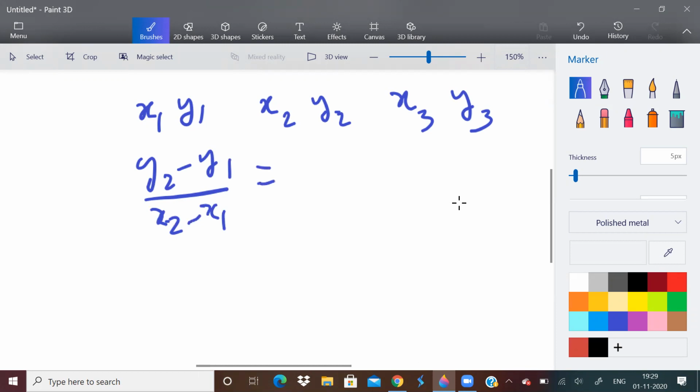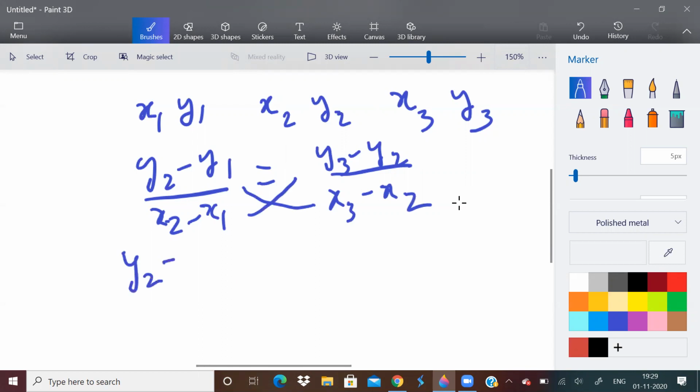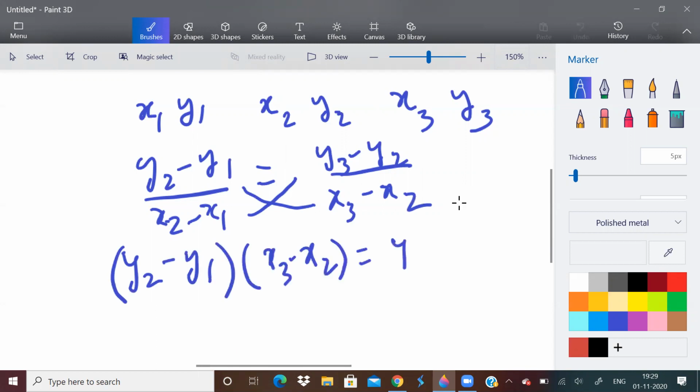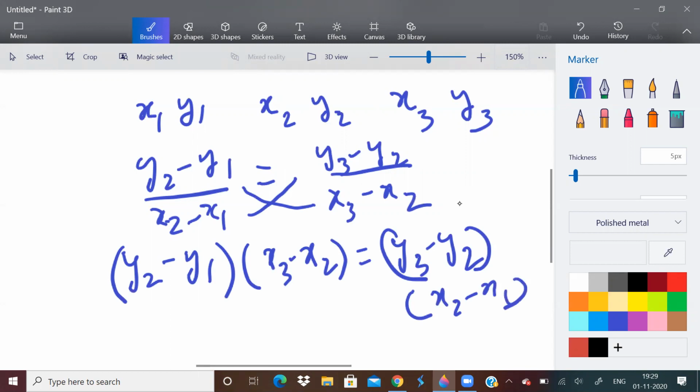And this should be equal to y3 minus y2 by x3 minus x2. So just cross multiply and you will get your equation as (y2 minus y1) into (x3 minus x2) is equal to (y3 minus y2) into (x2 minus x1). So this is the equation, okay?